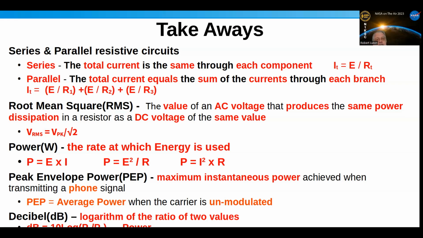And in dB, it's the logarithm of the ratio of two values. It's 10 dB times the log of that ratio for power, 20 dB times the log if it's voltage or current. And 3 dB is times 2, 6 dB is times 4, 10 dB is times 10, 20 is 100, and on up, keep adding zeros. Any questions on those?